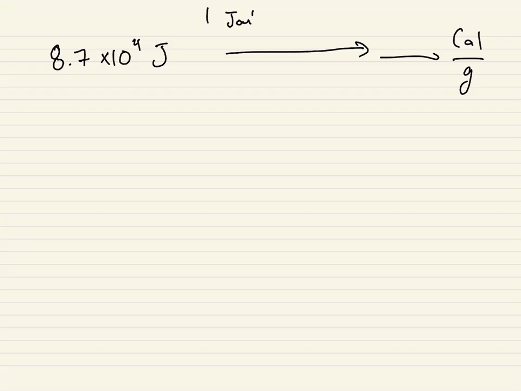So 1 joule equals 0.239 calories. And again, 1 uppercase calorie equals 1 kilo lowercase calorie. So if you use those conversion factors, you can then get what we want, right? We want units of calories over grams.